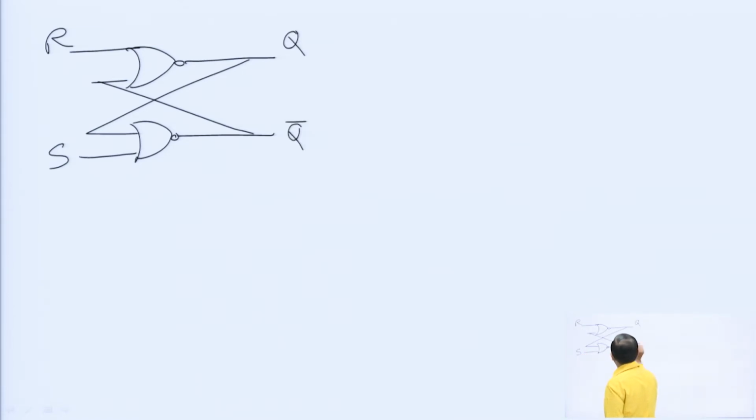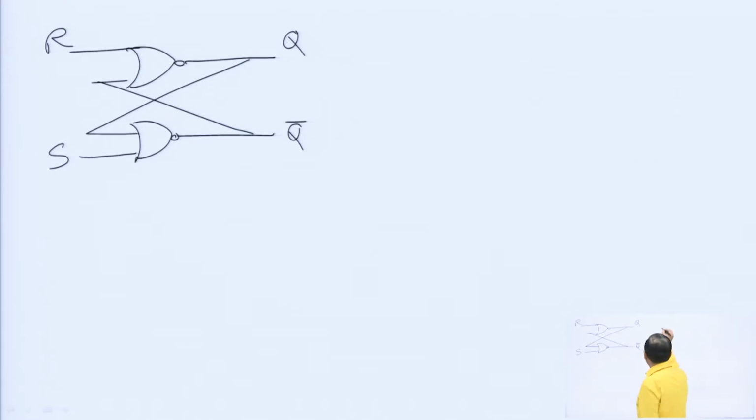This is one NOR gate, second NOR gate, this is the output and this is this. So, this is R and this is S and this is Q and Q bar. Okay. We are going to discuss about SR latch.